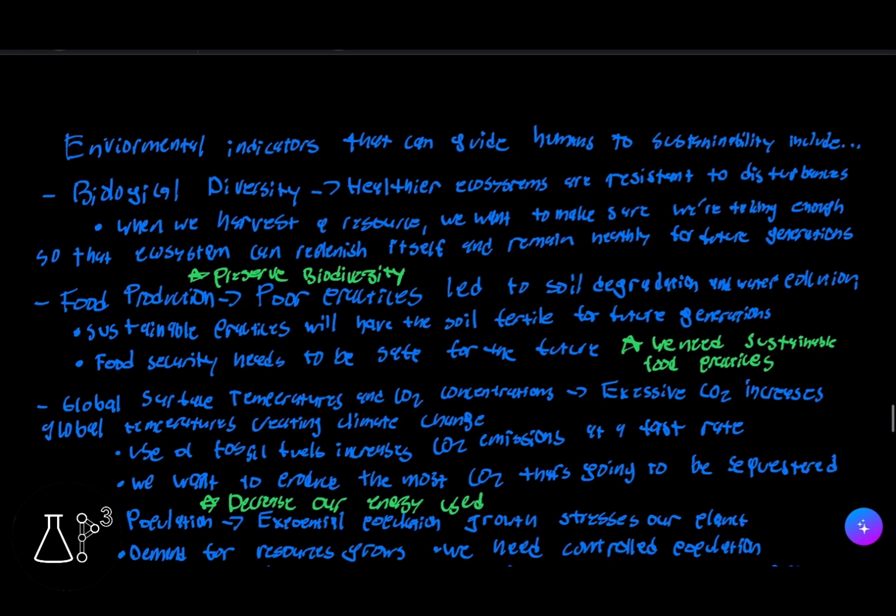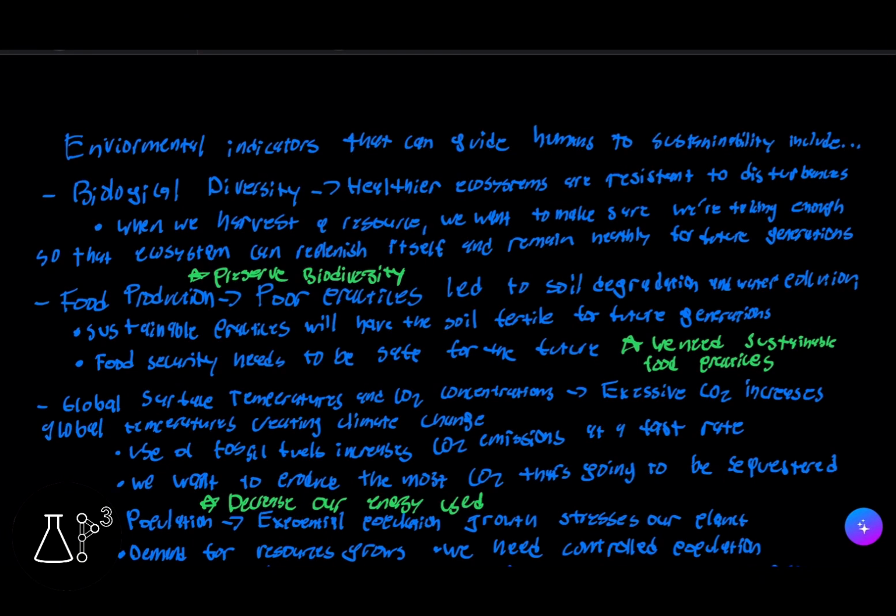So now we're going to talk about environmental indicators that can guide humans to sustainability. First, biological diversity. Healthier ecosystems are more resistant to disturbances, and when we harvest a resource, we want to make sure we're taking enough so that the ecosystem can replenish itself and remain healthy for future generations. So what's important when it comes to sustainability is to preserve biodiversity.